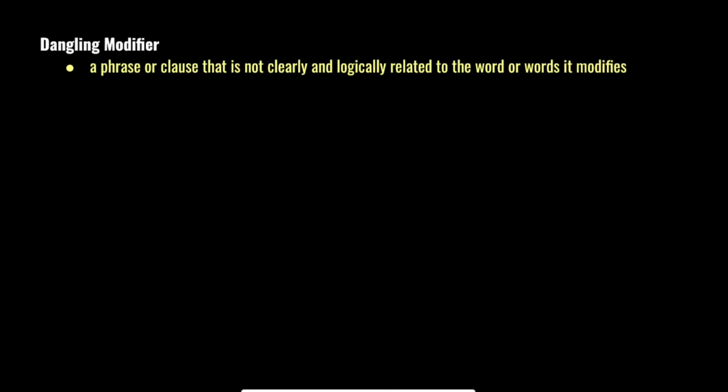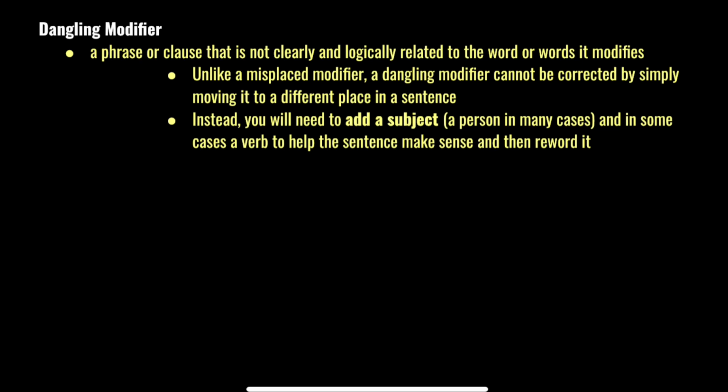So, a dangling modifier is a phrase, clause, or word that is not clearly and logically related to the word it modifies. This makes it sound a lot like a misplaced modifier. The difference, though, is a dangling modifier cannot be corrected just by moving it in a sentence. And that's because often what a dangling modifier is actually supposed to be describing is not even in the sentence yet. So, many times you will need to add a subject, such as a person, to the sentence to have the sentence make sense.